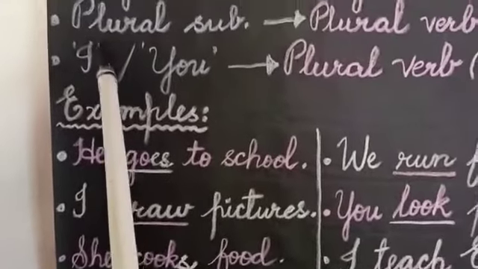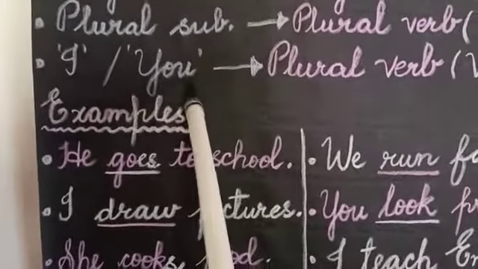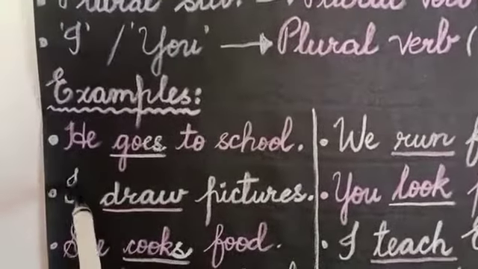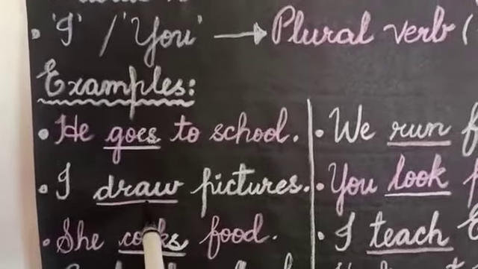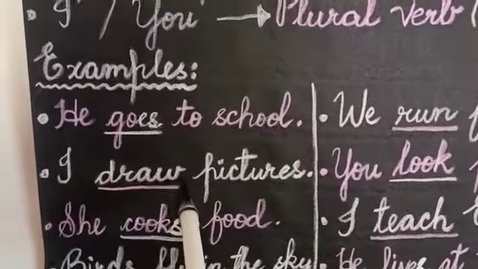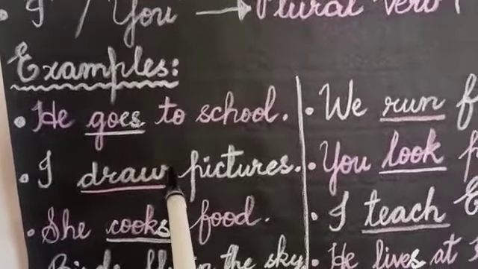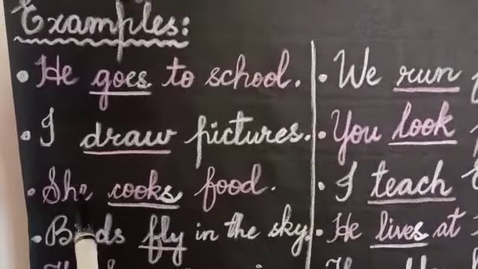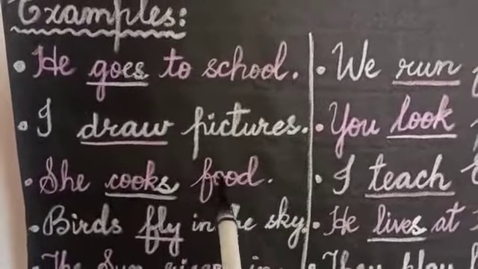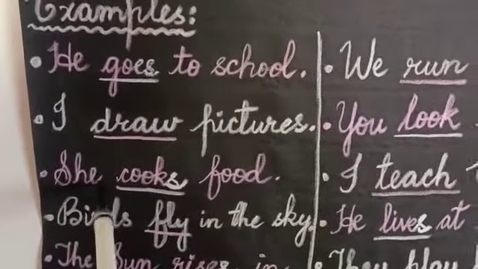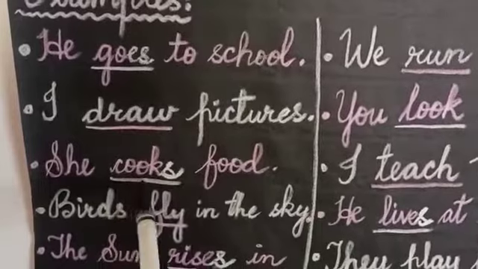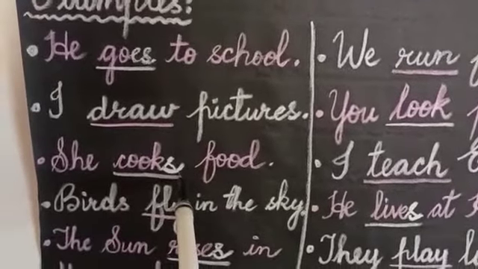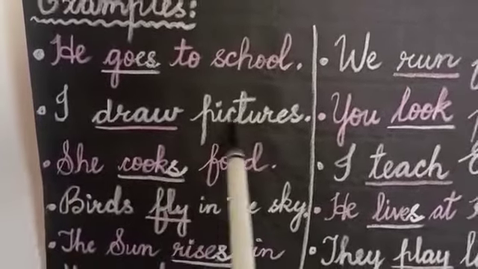My dear students, I told you that if the subject is I or if it is you, in both the cases you take the plural verb. Like here the subject is I, we have used the verb draw. We have not added any s, es or ies at its end. So the sentence is I draw pictures. Next example, she cooks food. She is used for a single female and here you see the actual verb is cook, but we have added an s to it. Now it becomes a singular verb. So here she cooks food.